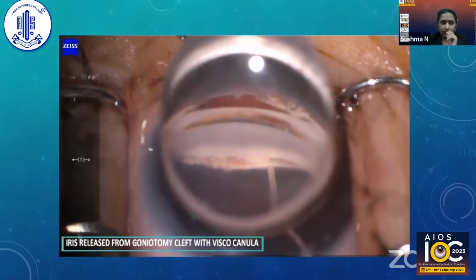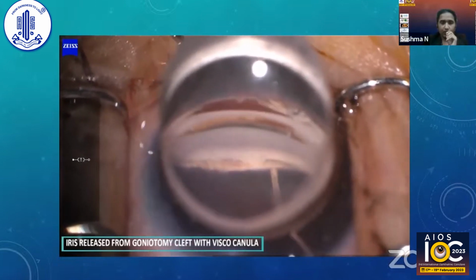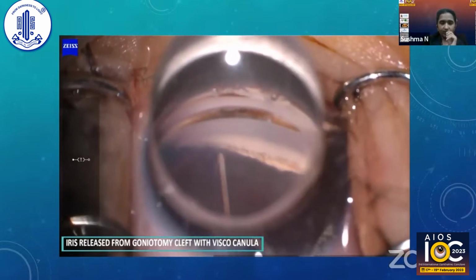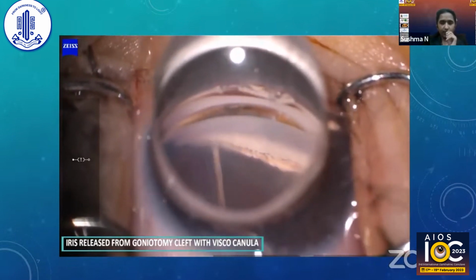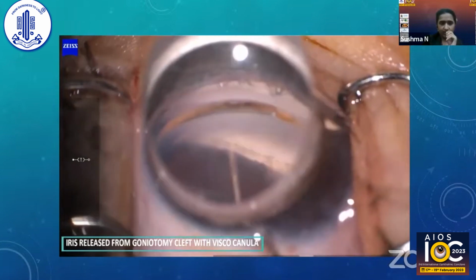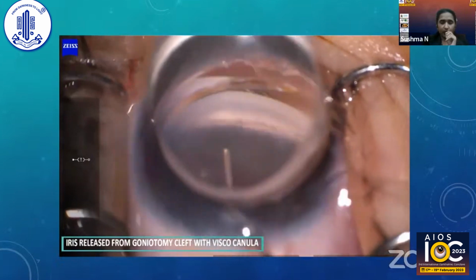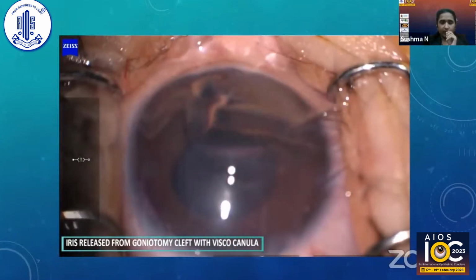This complication actually we noticed when pilocarpine was not available. So another take-home message here is that after the goniotomy, the injection of pilocarpine is very important because it will take care of keeping this angle open. It keeps the angle open by pulling the iris away, and there will be no such complication.